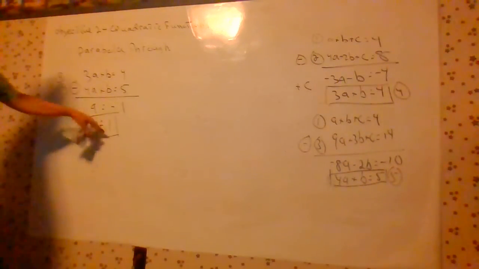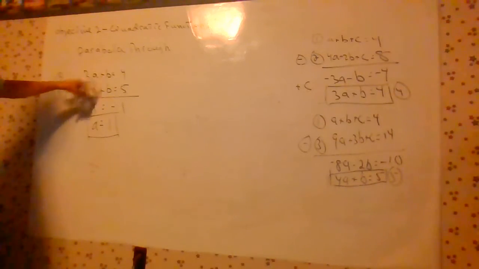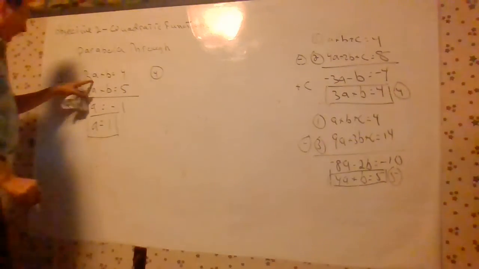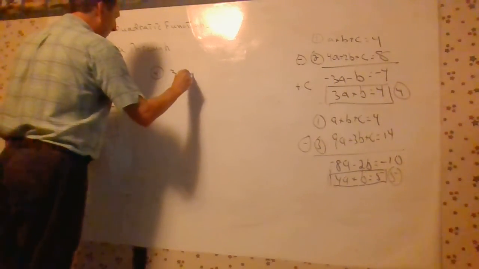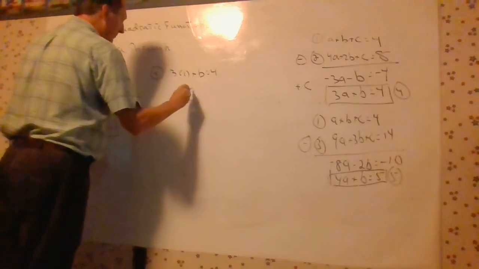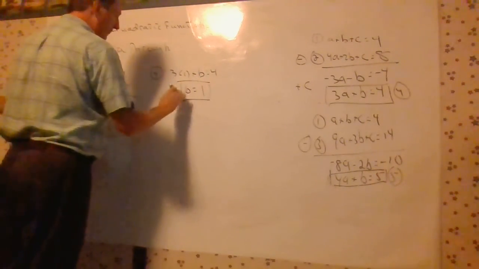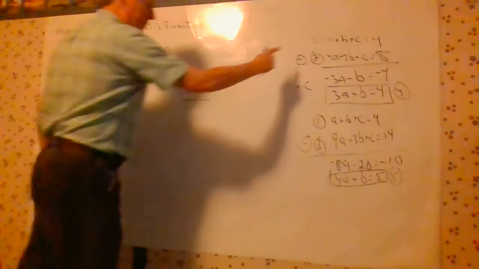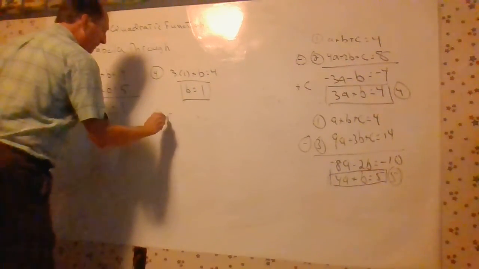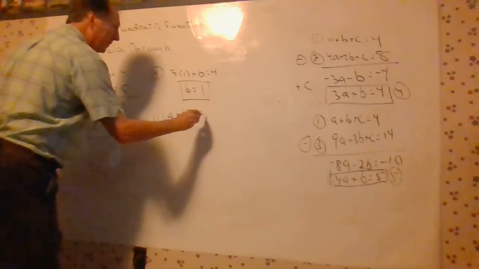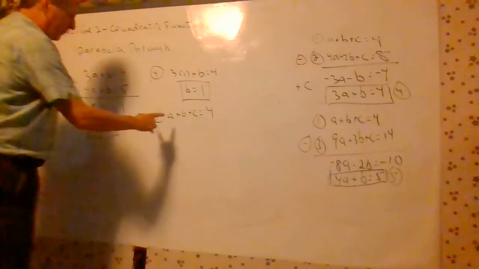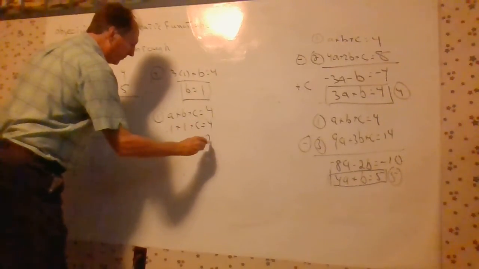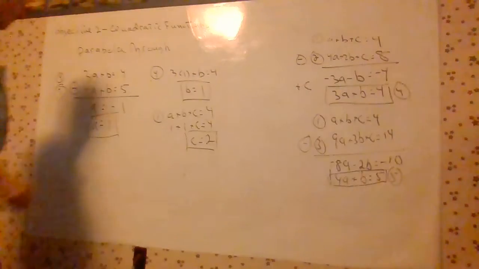And this is called back substitution. You can take this A, plug it in either equation, doesn't really matter. You can plug it in equation 4, and we get 3 times 1 plus B equals 4. B equals 1. That's a shabby B. And then we can substitute into equation 1, for instance, to solve for C. A plus B plus C equals 4. Substitute 1 and 1. 1 plus C equals 4. C equals 2.